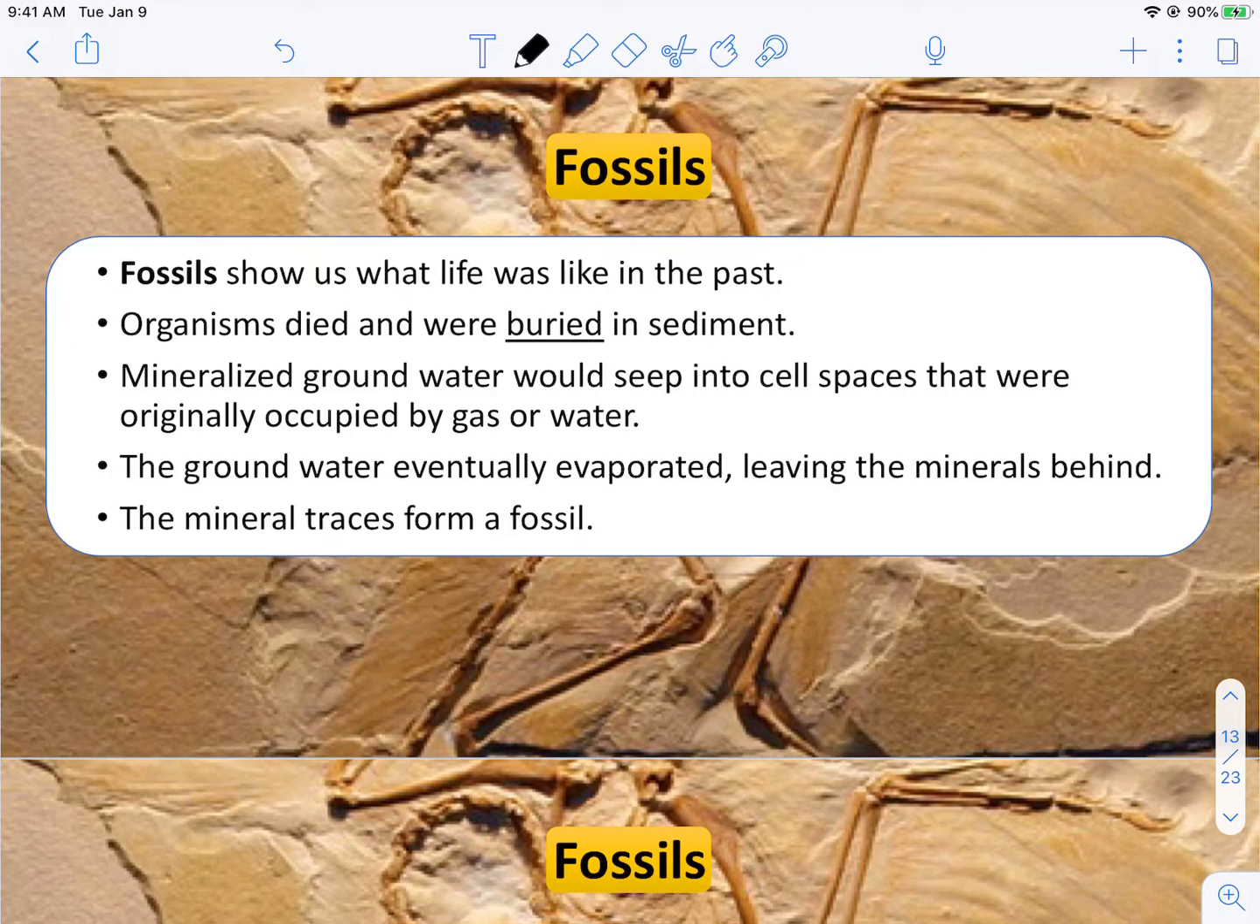Past that, we talked about how fossils happen. So the organisms are dead, they're buried, the groundwater seeps into the cells, leaves the minerals behind, and then you get mineral traces that form a fossil.